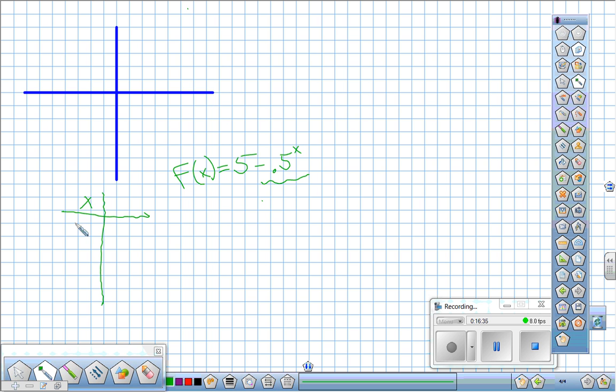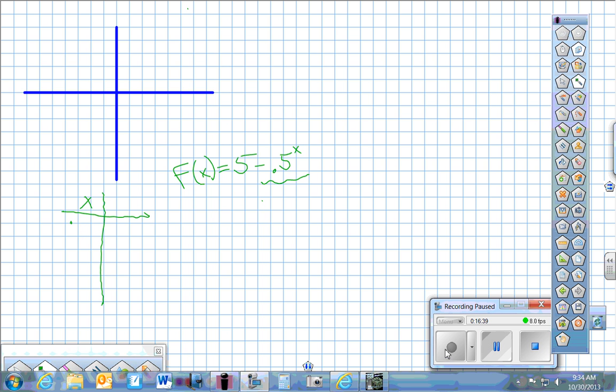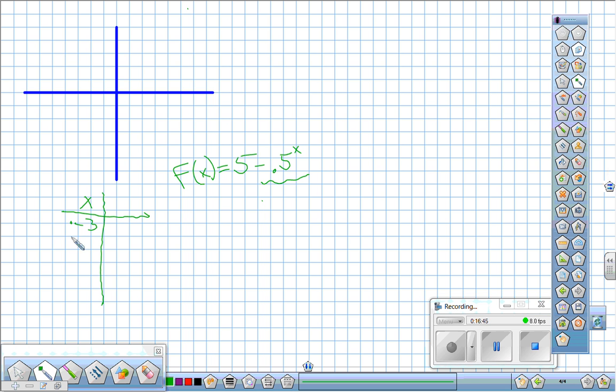So I'm going to pick some values for my x's. Some of the easiest things to always plug in will be like -3, -2, -1, 0, 1, 2, 3. And then I'm going to see what I'm actually going to get out of my function. I'm going to use a calculator to evaluate some of these things.